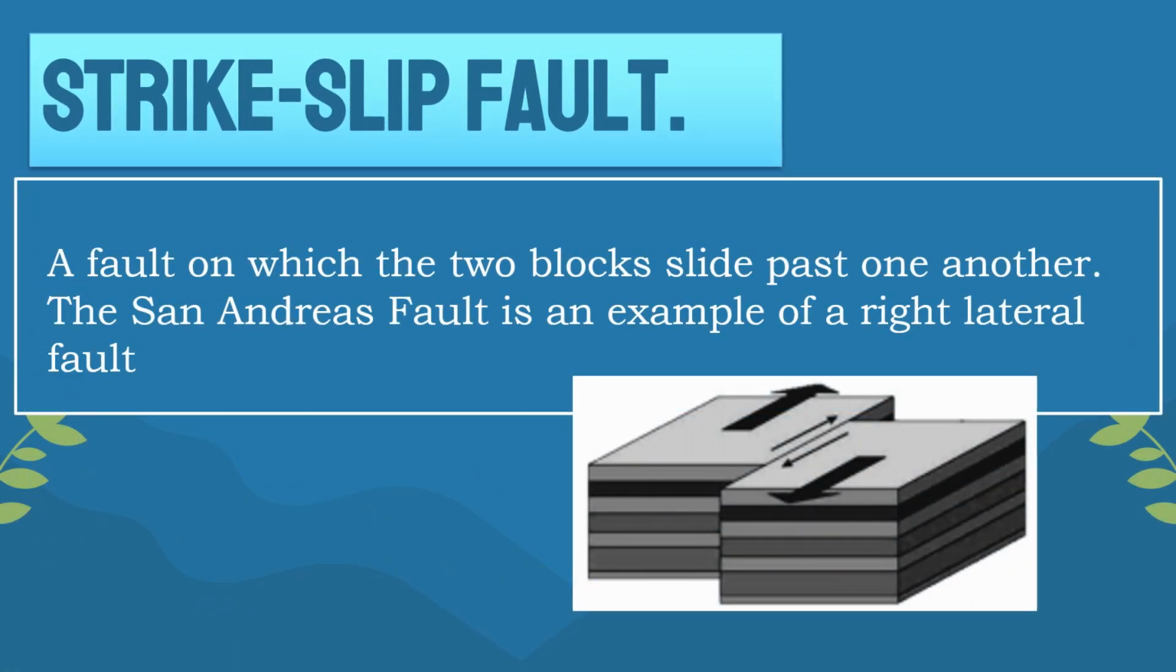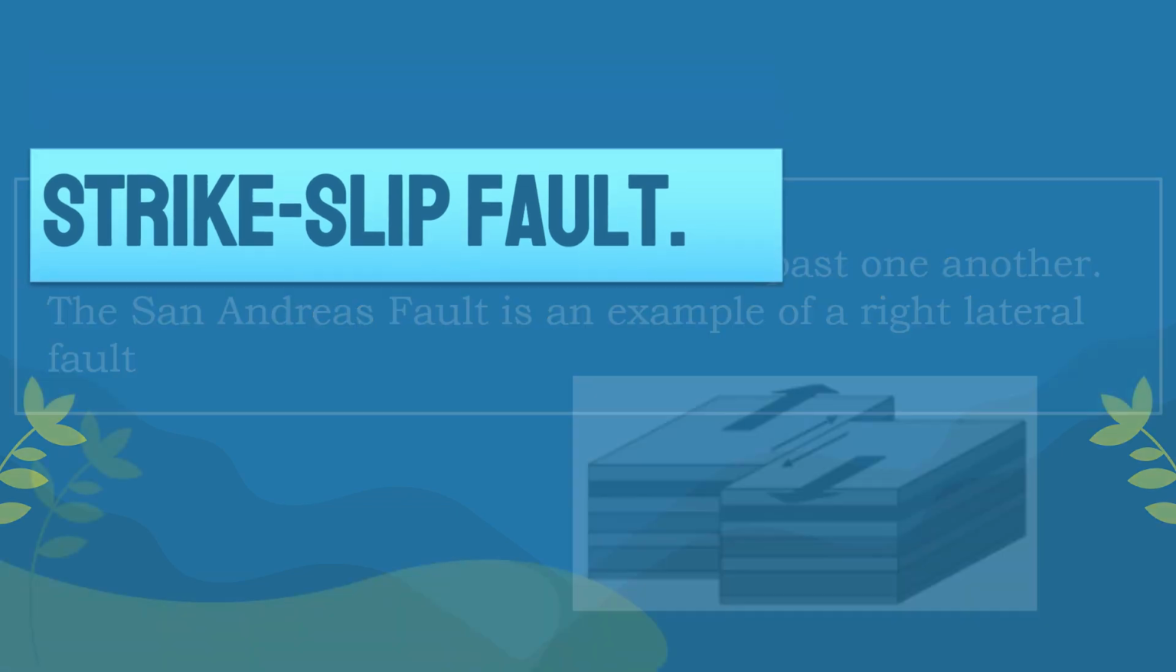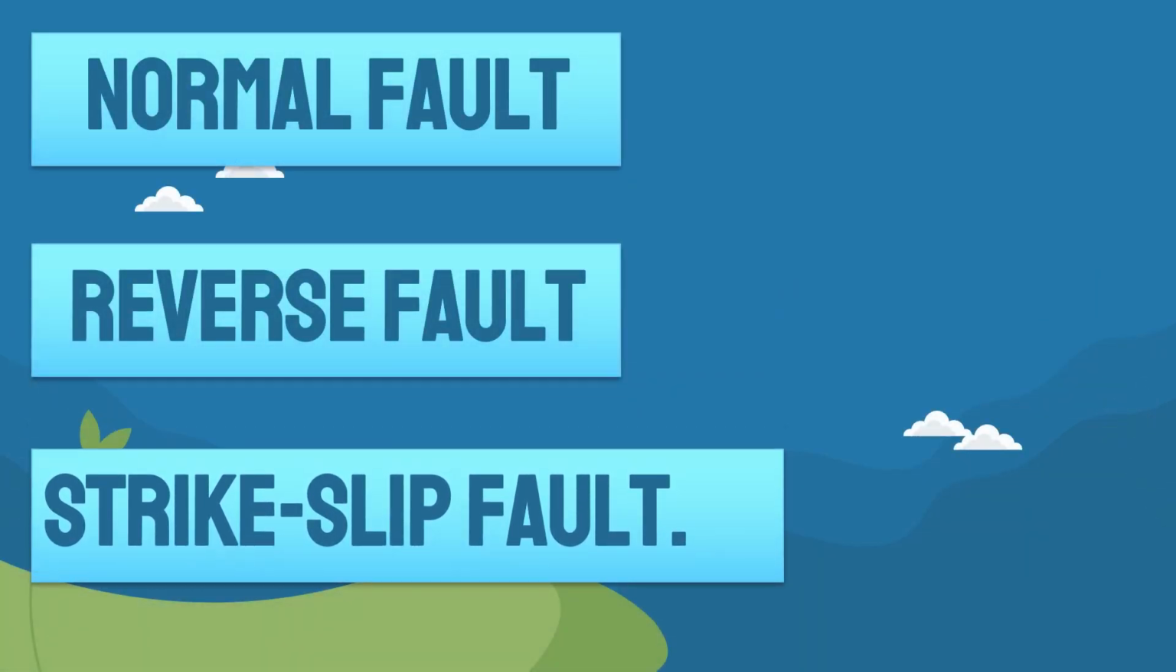Strike-slip fault is a fault on which the two blocks slide past one another. So, the San Andreas fault is an example of a right lateral fault. So, sa strike-slip fault, ang movement lang niya is from left to right. Walang umangat, walang bumaba. The only movement of the faults or the two blocks is from left to right. So, those are the three types of faults according to their movement. You have the normal, the reverse, and the strike-slip fault.